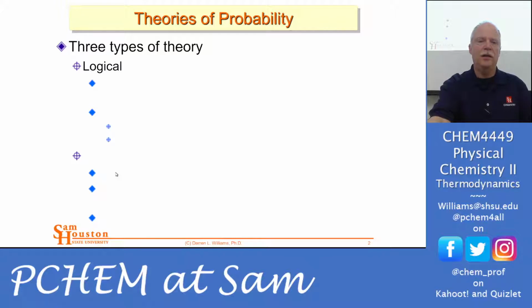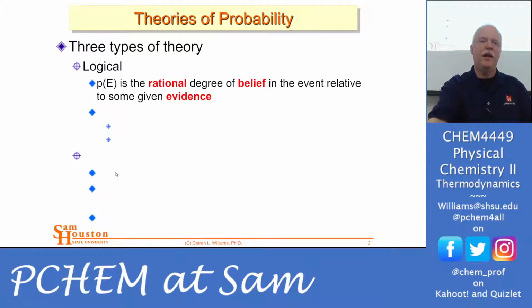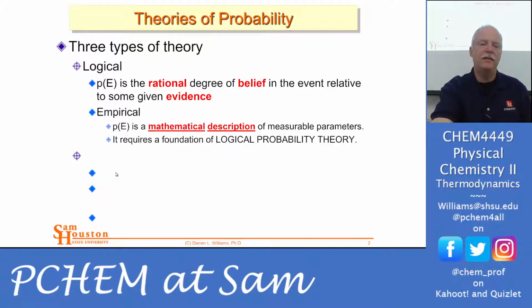So there's several types of theories of probability. There's the logical theory of probability. And when you think about logic, you're thinking about rational degrees of belief given some evidence. And that evidence, as scientists, we like to be empirical, something you can go in the lab and measure. And so the empirical part of this is a mathematical description of measurable properties, and it's a foundation of a logical probability theory.